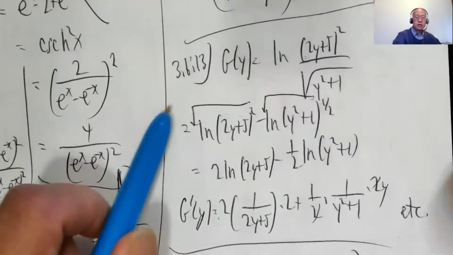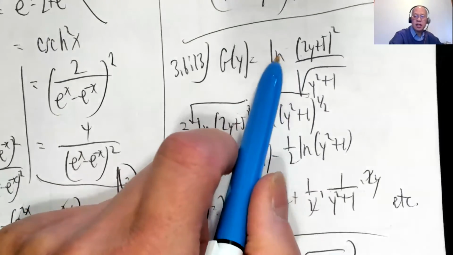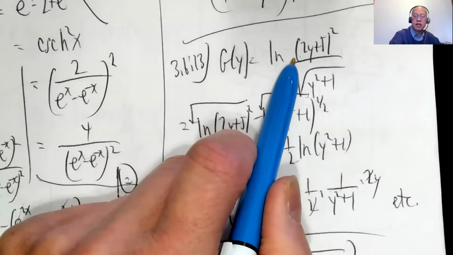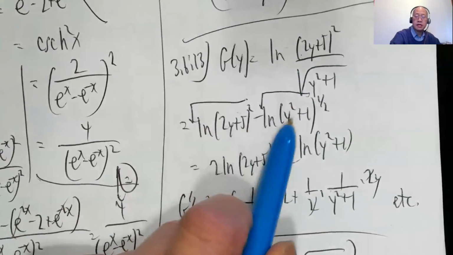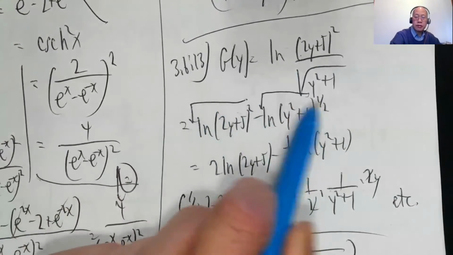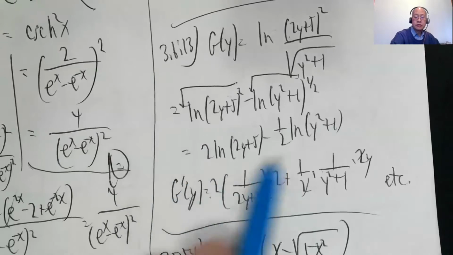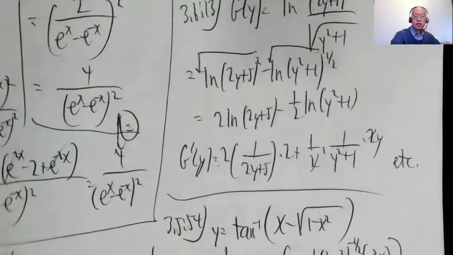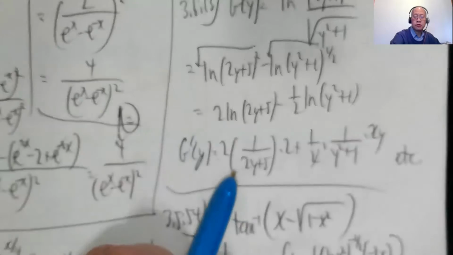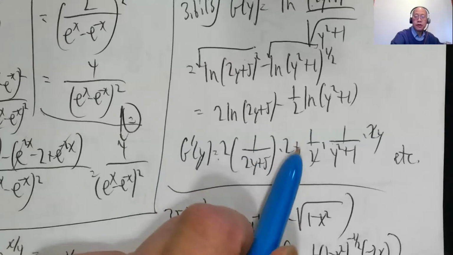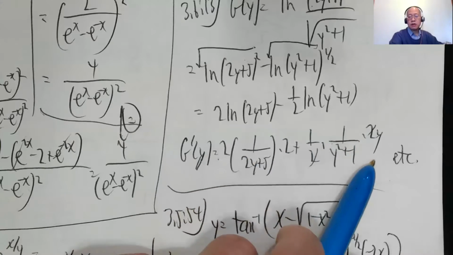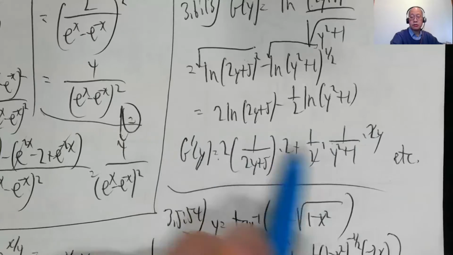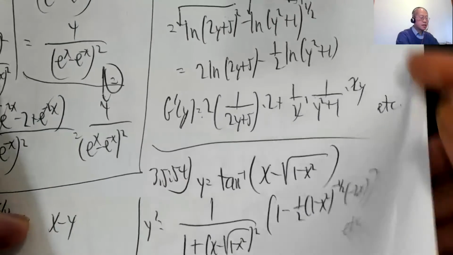In 3.6 number 13, g of y is ln of all this stuff. It's a lot easier if you clean it up first. Ln of a quotient is ln of the numerator minus ln of the denominator. Bring the 2 down, bring the half down. And so it's much easier to differentiate this. So g prime of y is 2 times 1 over 2y plus 5 times 2, plus 1/2 times 1 over y squared plus 1 times 2y, etc. Easy cleanup. Just 2 times 2 is 4. Cancel that out. That's that.